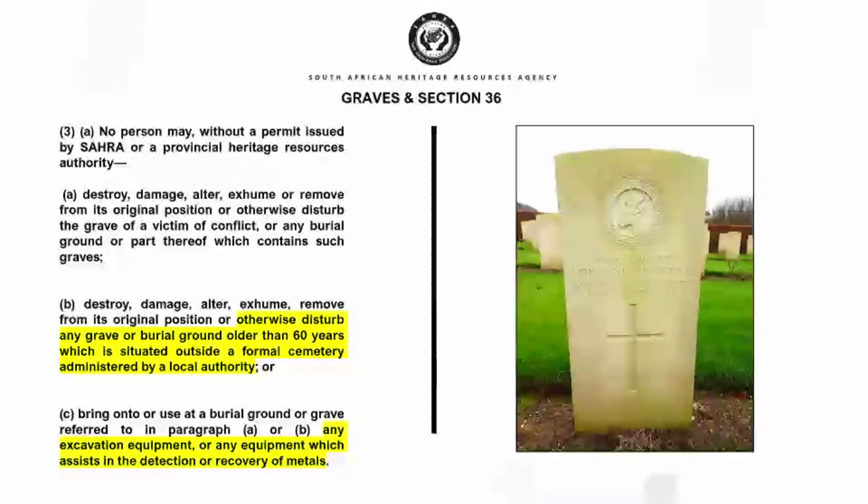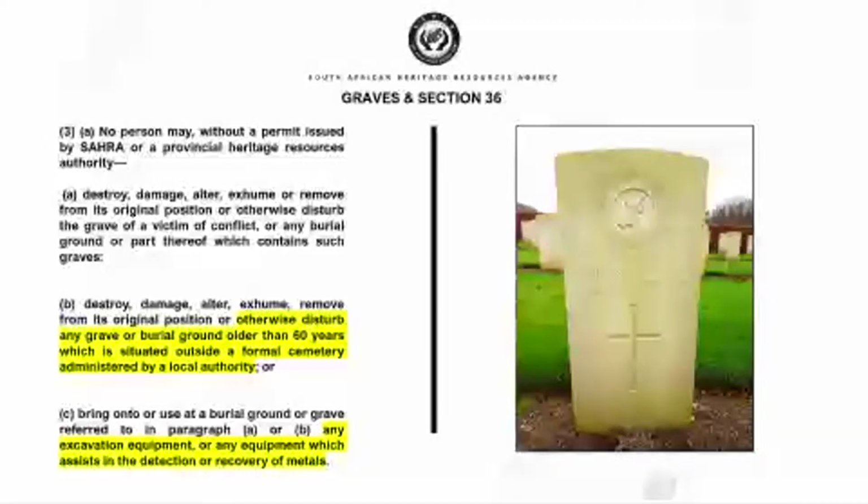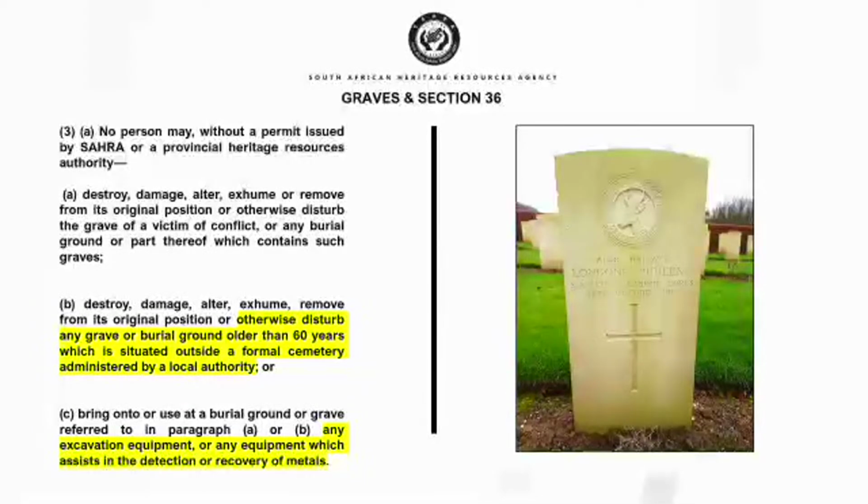If the grave is already within a municipal cemetery, it is already protected by the laws of that municipality, unless it's a grave of a victim of conflict, I must emphasize that. Unless it's a grave of a victim of conflict, liberation struggle, or the anti-colonial wars and they were buried there, you just need to comply with the municipality. But if it's a victim of conflict, you comply with the municipality and also comply with us. But if it's outside a formal cemetery, SARA or a PRA is the primary go-to entity. It's very, very important, right?